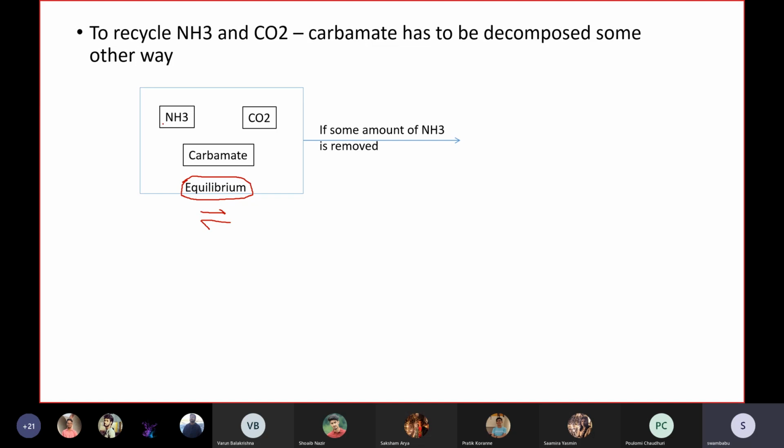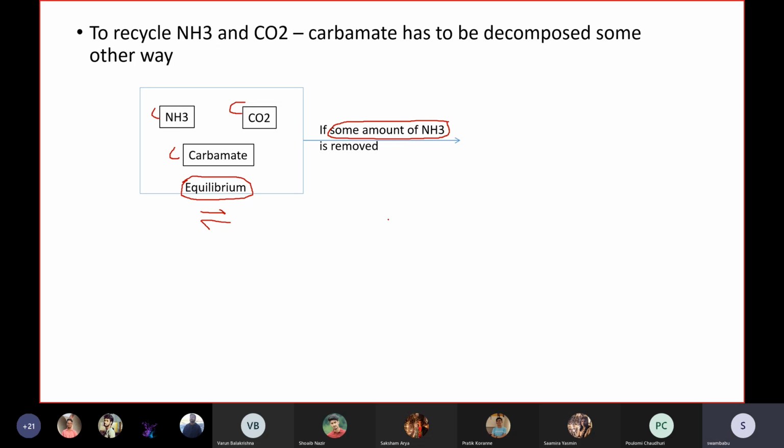Suppose we have an equilibrium condition, and at equilibrium we have some concentration of CO2, some concentration of ammonia, and some concentration of carbamate. Let's say from this equilibrium I have removed some amount of ammonia. I have disturbed the equilibrium. What will happen? Can anyone from the students guess?